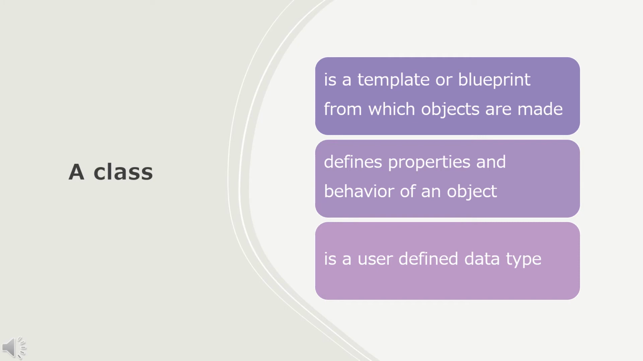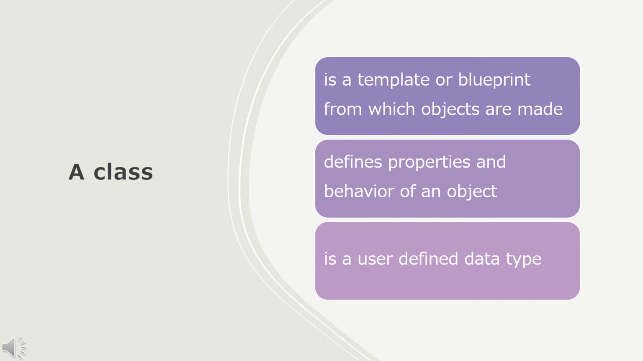Let's summarize what we learned so far. Since Java is an object-oriented programming language, everything in Java is modeled as classes and objects. We designed a dog class, which is nothing but a template or a blueprint from which we made multiple dog objects. We defined properties and methods of the dog class using fields and methods.